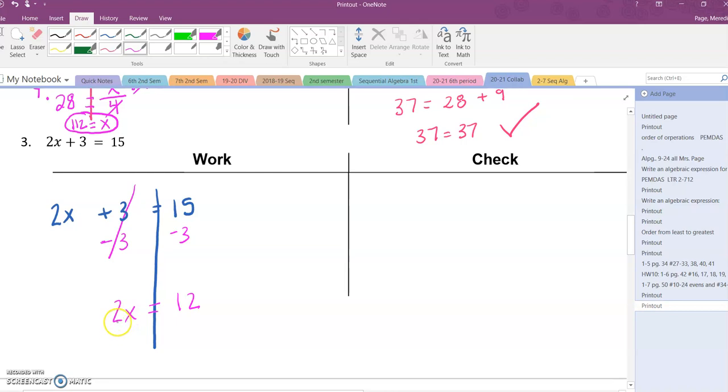In this case, it's 2 times x, so the opposite of times is to divide. So I'm going to divide both sides by 2. These 2's cancel. X is equal to 6. 12 divided by 2 is 6.